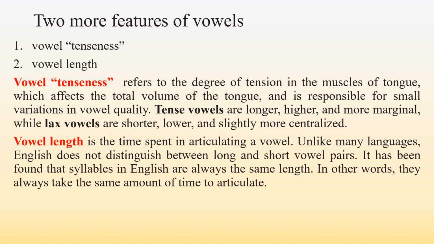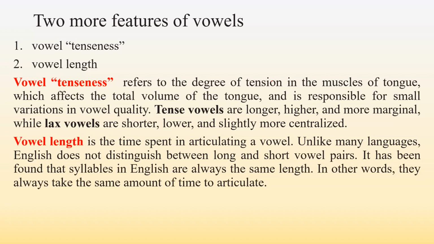Right, so here you have two more features of vowel sounds, vowel tenseness and vowel length. So in common, when we talk about the vowels, earlier we were talking about the major categories of vowels, right? And here you can find two major features that can be commonly seen in vowels. One is vowel tenseness, the other one is vowel length. So you already know, I think, about vowel tenseness, right? This refers to the degree of tension in the muscles of the tongue, which affects the total volume of the tongue and is responsible for small variations in vowel quality also, right?